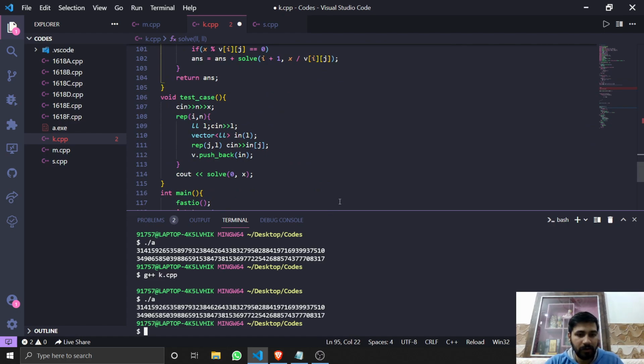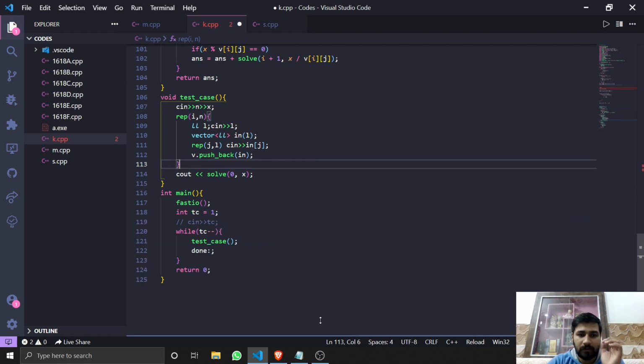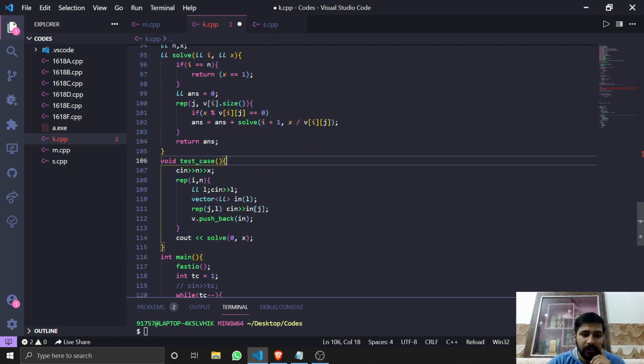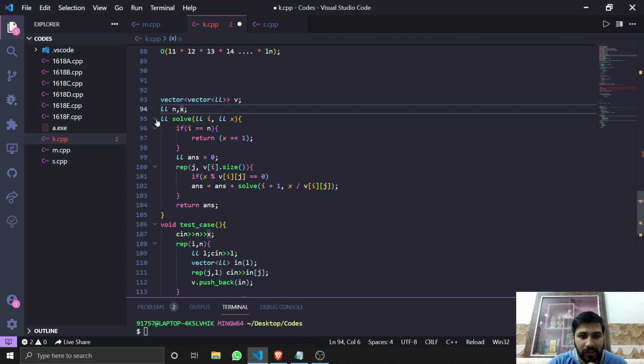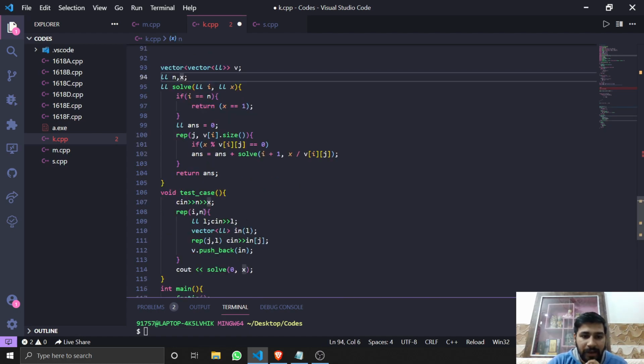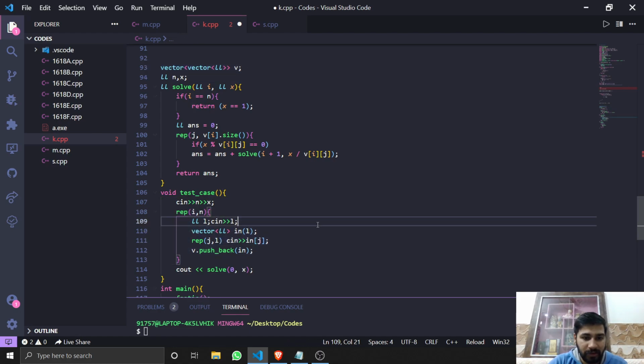So here what I'm doing is, first of all, I'm taking input here. I have made n and x global so that I can use them in my recursion, and here also I'm just taking the input in my vector of vectors, and then I go to the solving part.